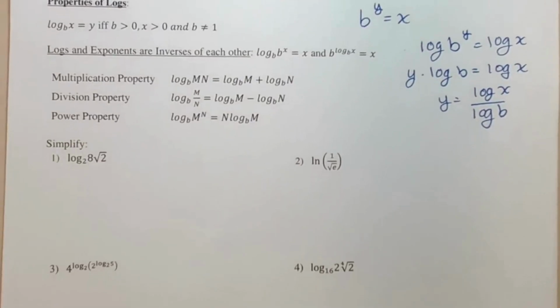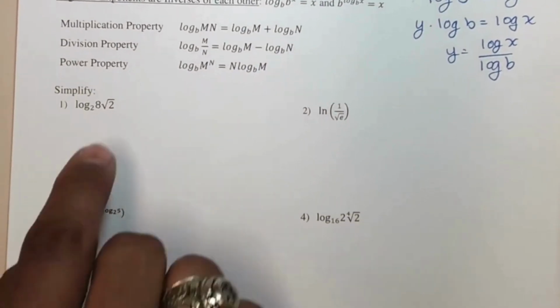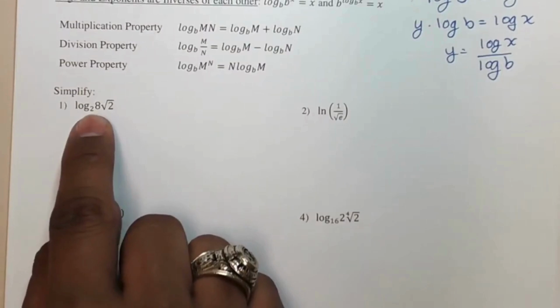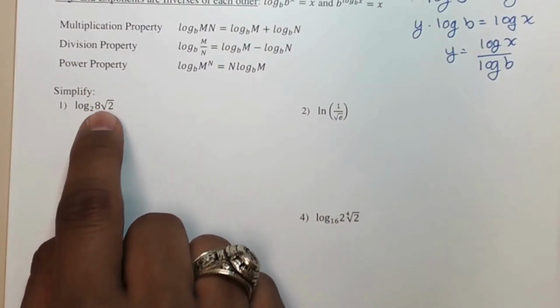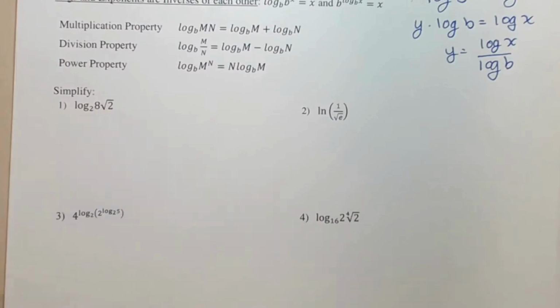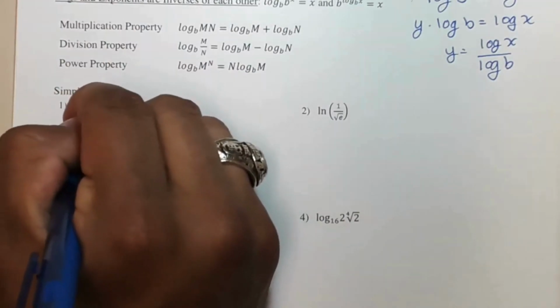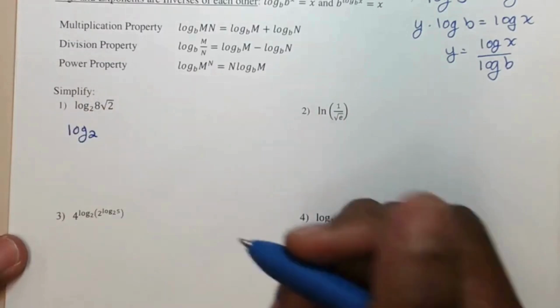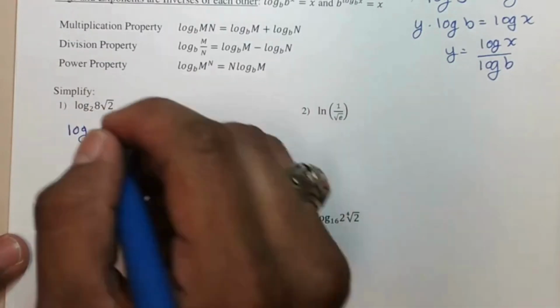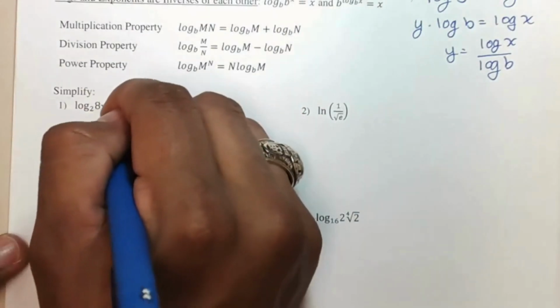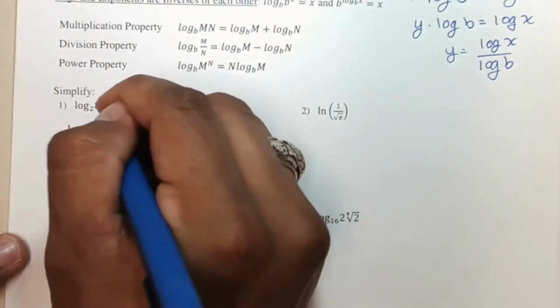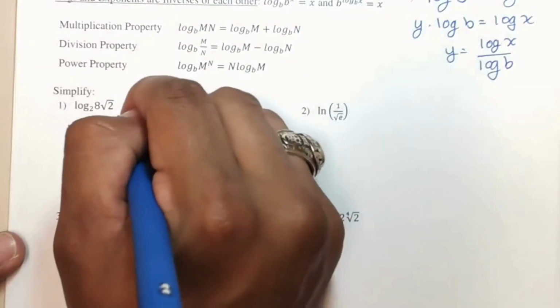So let's get a little bit of practice going on here. My goal here is to get the base of the log and the base of my exponent to be exactly the same. So I need to change 8 root 2 so that it's base 2 and has an exponent. 8 is 2 cubed. The square root of 2 is the same thing as 2 to the 1/2.